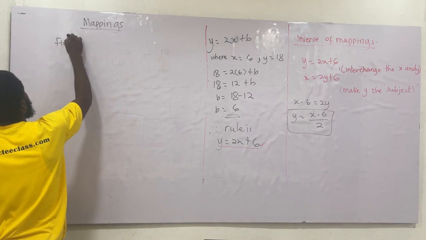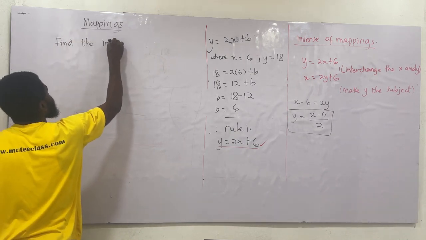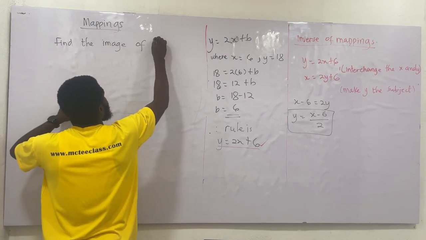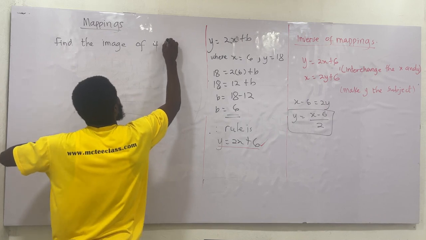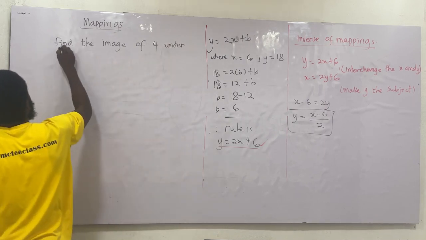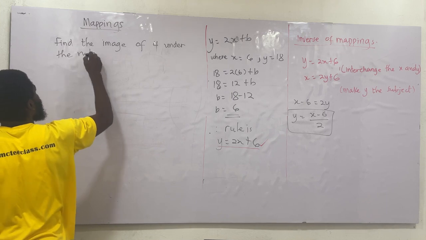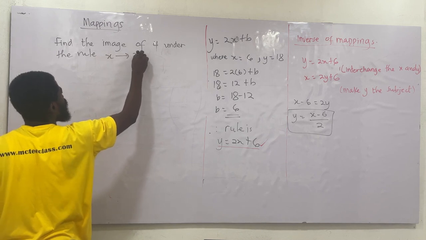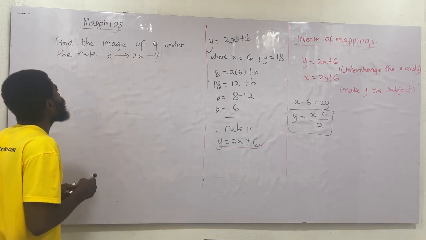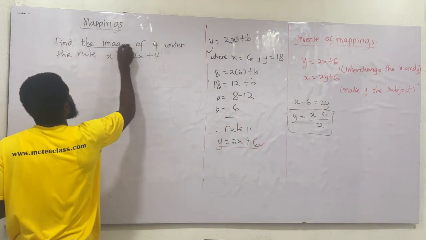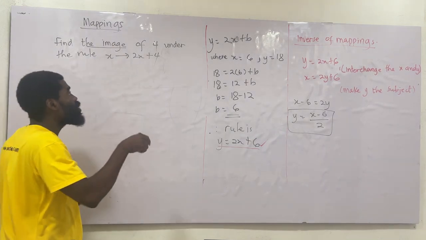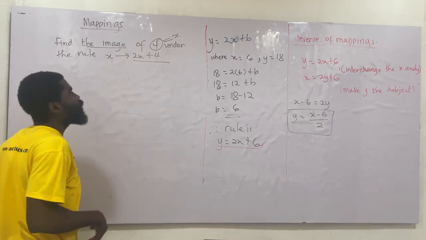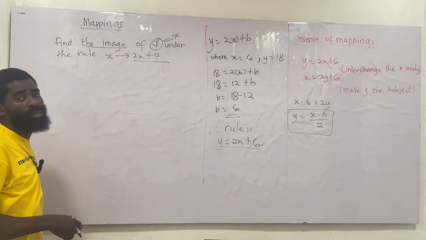Let's create one thing here. Find the image of 4 under the rule y equals, or they can say x maps onto 2x plus 4. So find the image. If you tell me to find the image, then you have to give me a domain value and a rule. That tells me that this is my domain value, so this is an x value, and this is the rule. All you do is substitute and get your y.